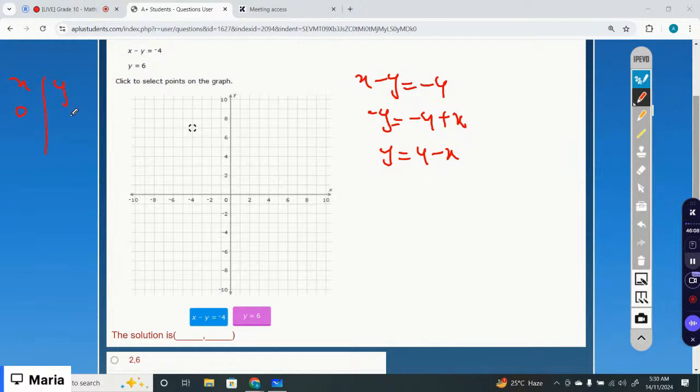X is 0, y is 4, right? X is 1, y is 3. X is negative 1, y is 5, right? Okay, I'm going to plot these points. X is 0, y is 4. X is 1, y is 3. X is -1, y is 5. So let's just make a line.